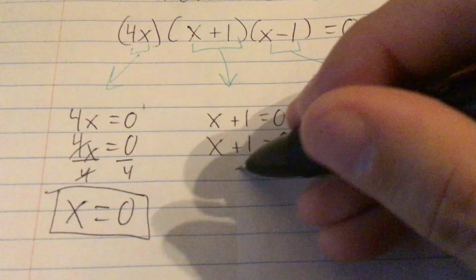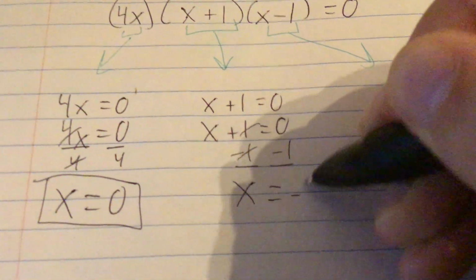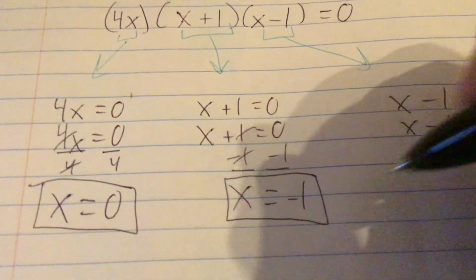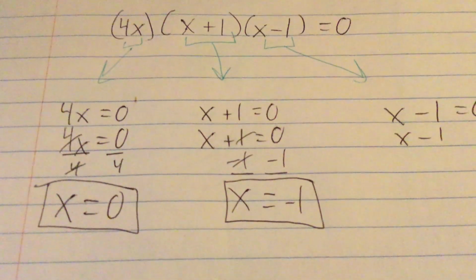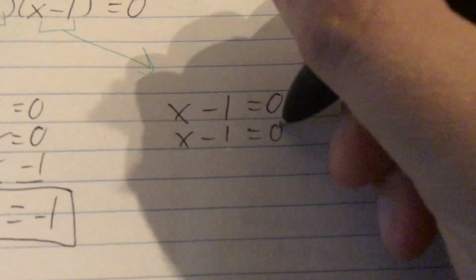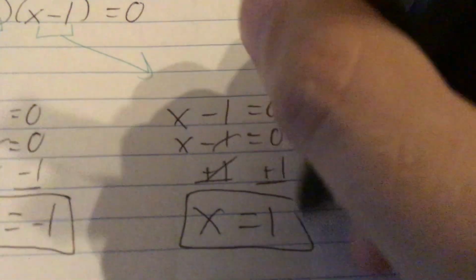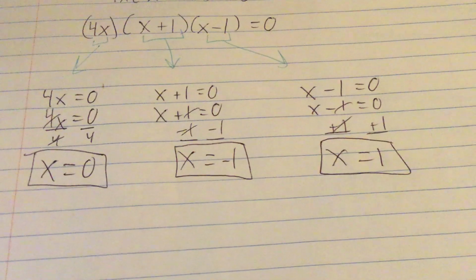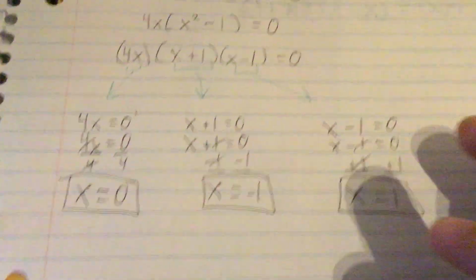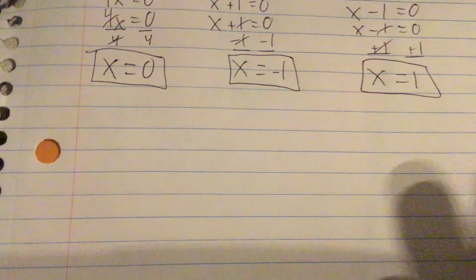X plus 1 is equal to 0. Let's subtract 1 from both sides. And x is equal to negative 1. That's another x value where the slope is horizontal. X minus 1 equals 0, so we're going to add 1 on both sides. And so x is equal to positive 1. 3 critical points. Now, we need to figure out where those y coordinates are for these critical points.